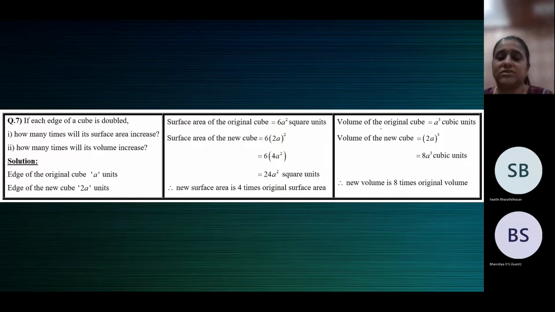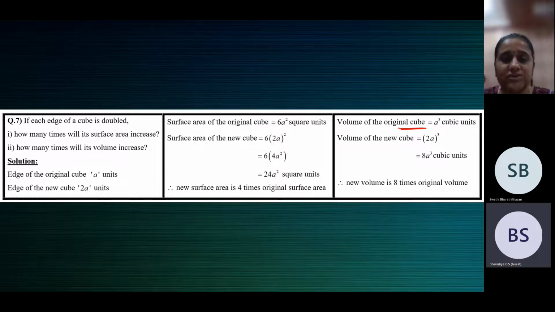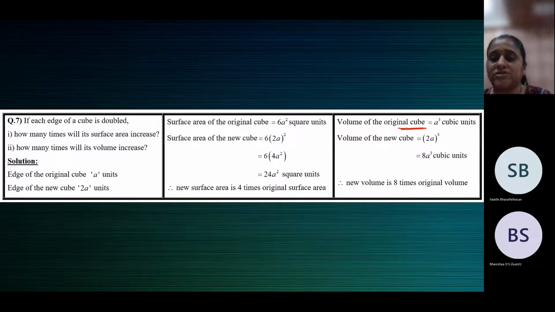Okay. Now let's work volume. What is the volume of the original cube? Original cube is small. The new cube is big because the edge is doubled, right? So the volume of the original cube is A cube cubic units.